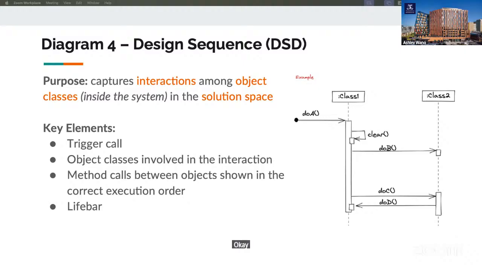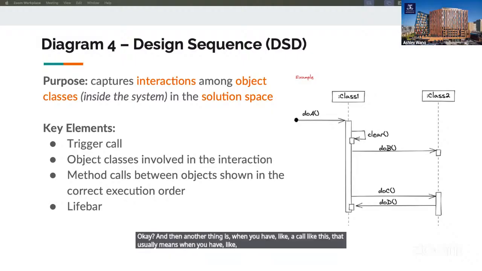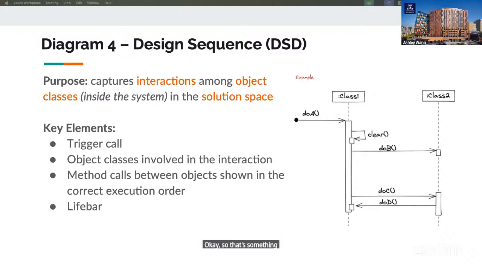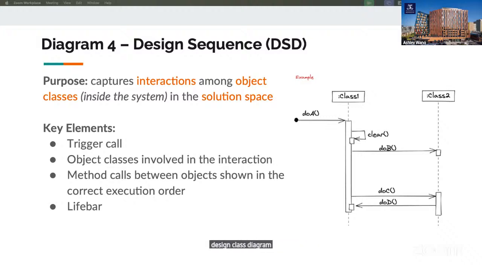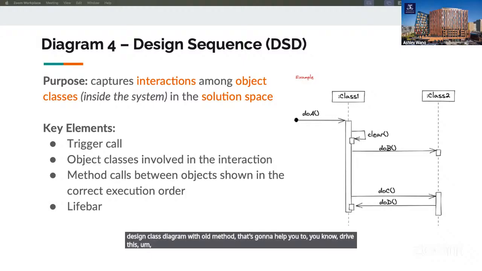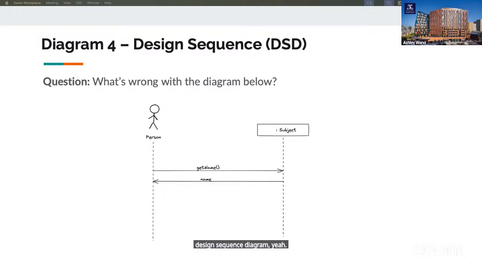Another thing is that when you have a call like this, with a line drawn towards class 1, that means that method is located in that class. That's something very important for you to know. And hopefully, if you are given a design class diagram with all the methods, that's going to help you derive this design sequence diagram. Cool.